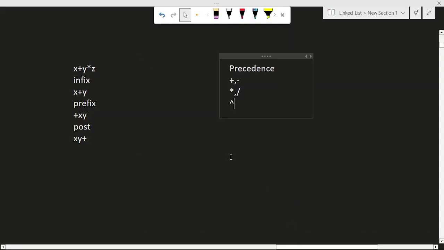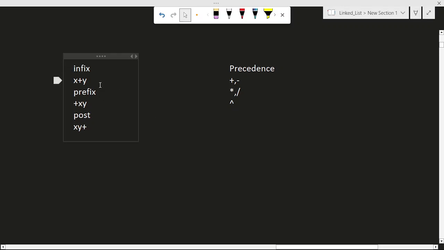Today we are going to discuss one of the most important topics under stack. It is actually one of the important problems: converting infix to postfix. First of all, you need to know what infix is. Infix is nothing but whatever you write in a normal mathematical equation that we understand.